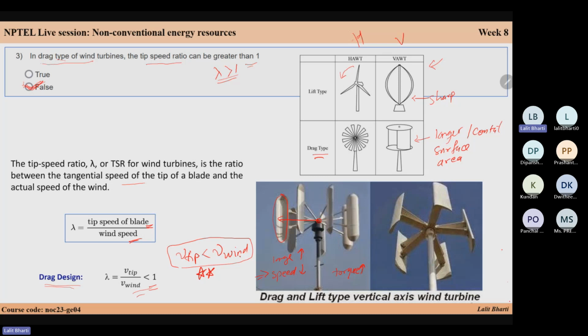So we have different types of windmills. The first one is lift type and drag type. So what is the main difference? In the lift type, the surface area is low. You can see the blades are sharp in nature, whereas in the drag type, our surface area is quite high. You can see this whole surface area is quite high.